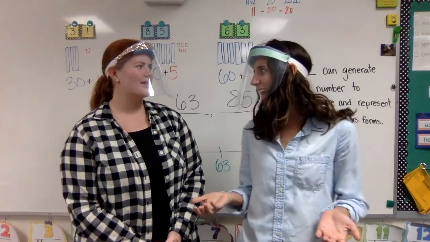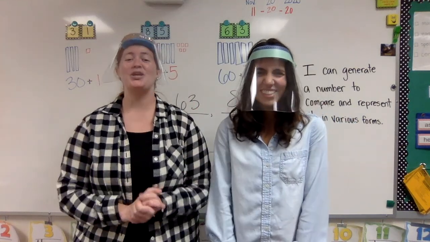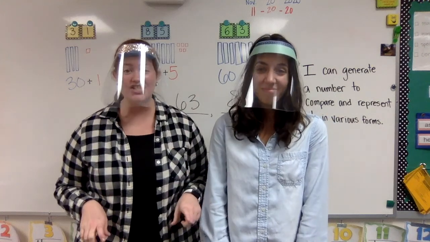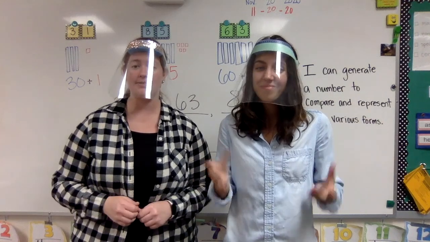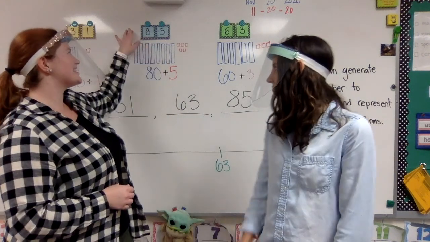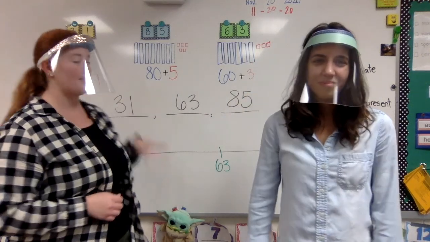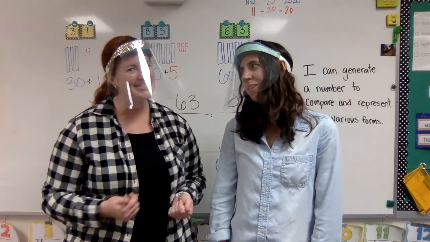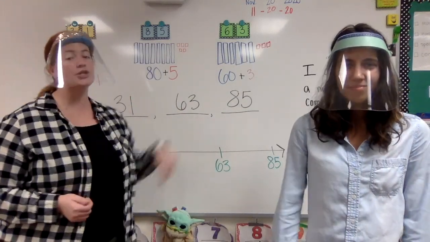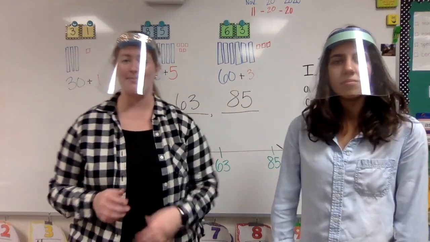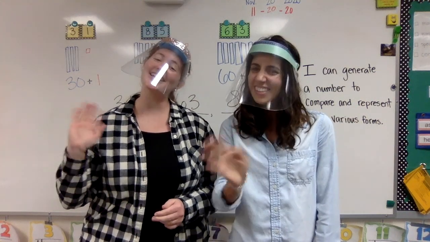Whose turn is it, Miss Lestico? It's those little turkeys out there's turn. On Seesaw, you are going to have 3 sets of digits given to you. Your job is to generate the largest possible number you can. Show us it in standard form, base 10 or picture form, and expanded form. Then, just like Miss Lestico and I did, you're going to need to put those numbers from least to greatest and on an open number line. When you're done, don't forget to hit the green check mark in the corner. Have a good Thanksgiving!